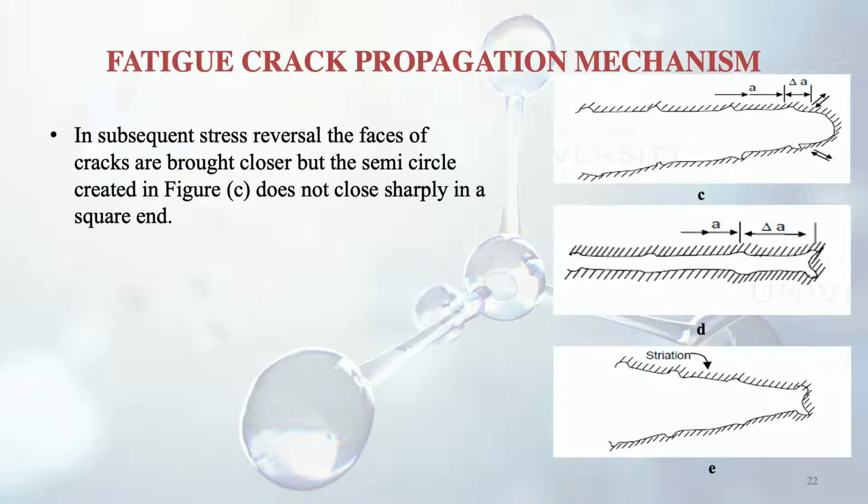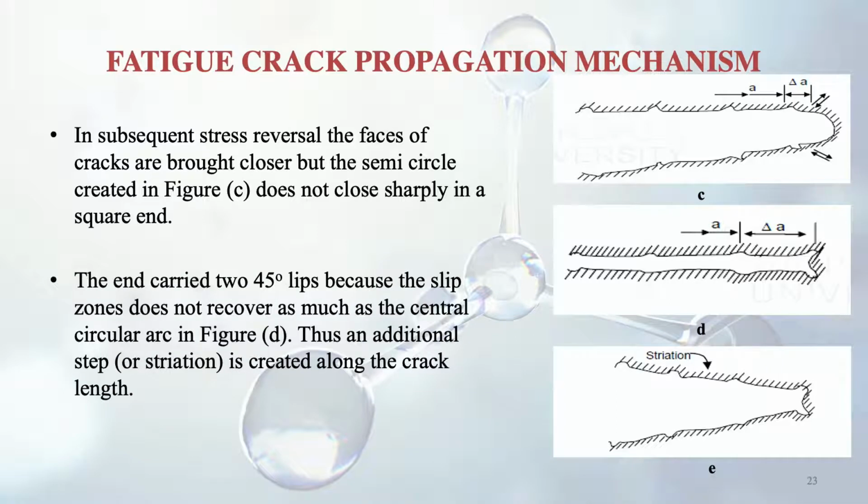And in the subsequent stress reversal, when we are removing the tensile force or load which was acting before, what will happen? The faces of the crack are brought closer, but the semicircle created in figure C, if you see, does not close sharply in a square end. So there is no square end, and it is not closing that sharply when the stress has been reversed. The end carries 45-degree lips, as you can see in the figure. Why? Because the slip zones do not recover as much as the central circular arc.